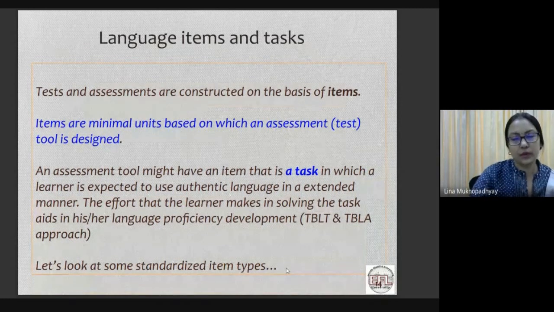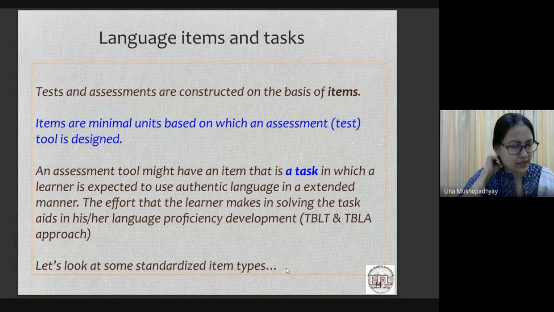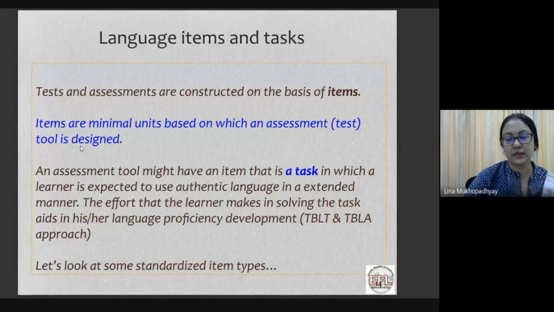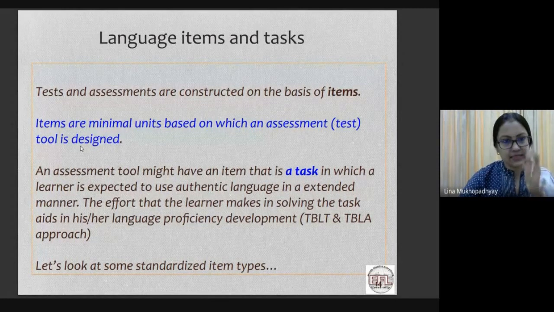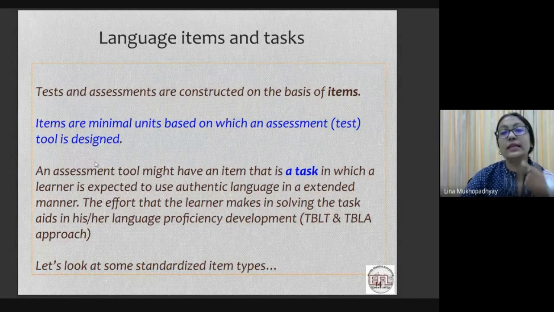Yeah, so before we move on to the content-based assessment, some basics of assessment. When we look at a language test or an assessment, we have to think of the minimal unit, right? The minimal unit in the field of assessment, we call them items. So tests and assessments are constructed on the basis of items. And so the items conceptually are minimal units based on which an assessment tool is designed.